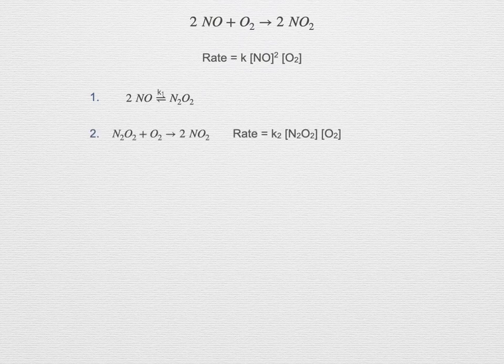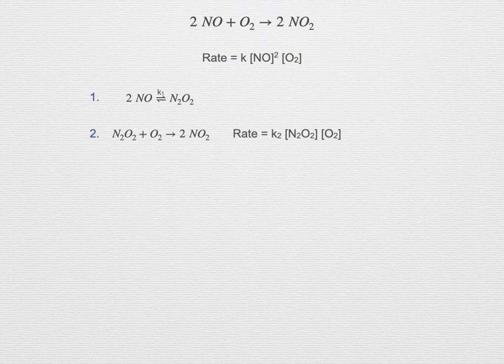Then this intermediate species could react with the oxygen to produce the desired products. This last step has a rate law that is different from that observed. In fact, it contains within it the concentration of this reactive intermediate. We cannot measure its concentration, so we can't use it in a rate law. Whenever we develop a rate law from a proposed mechanism, we cannot use the intermediates in the expression.